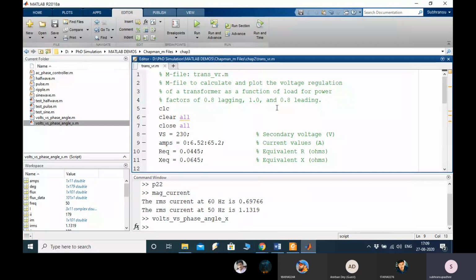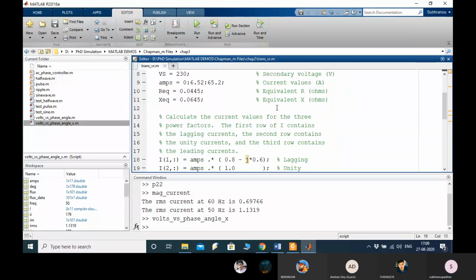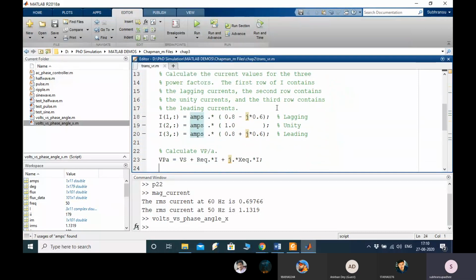These are the parameters of the transformer that have been supplied to us: R equivalent, X equivalent, and all those things. And now we have to calculate the current. We have to calculate the current, right? Current at different power factors.